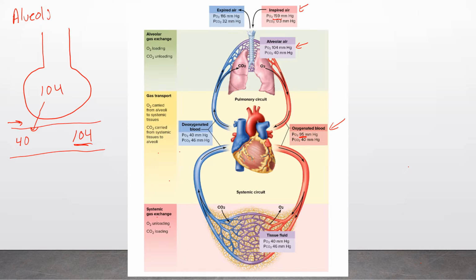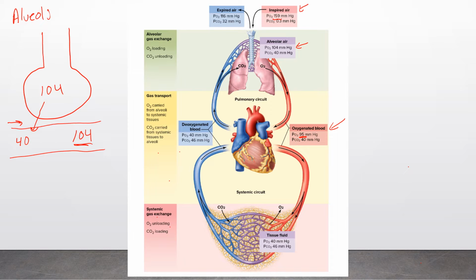Now the reason it's 95 is going to be slightly less, and I'm going to get into more detail on that a little bit later, but just suffice to say now that some of the oxygenated blood does mix with a little bit of venous blood, and so the average kind of comes down a little bit. So instead of being exactly 104, it's a little bit less, and that's typically about 95 millimeters of mercury. Okay.